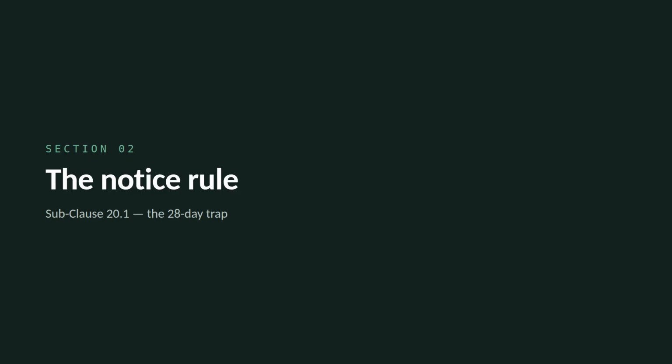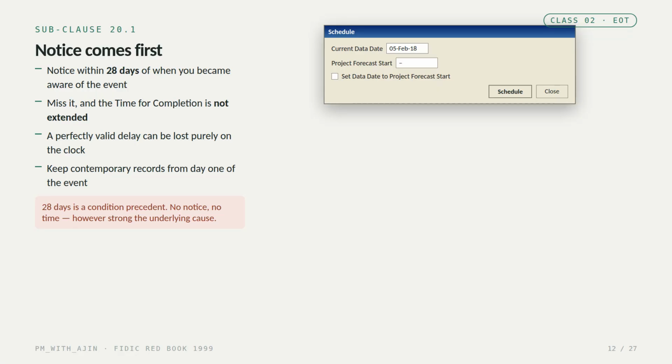Now, before any of that entitlement means anything, there's a rule you have to respect. The notice rule. Subclause 20.1. You must give notice within 28 days of when you became aware, or should have become aware, of the delaying event. Missed that window, and the time for completion is not extended.